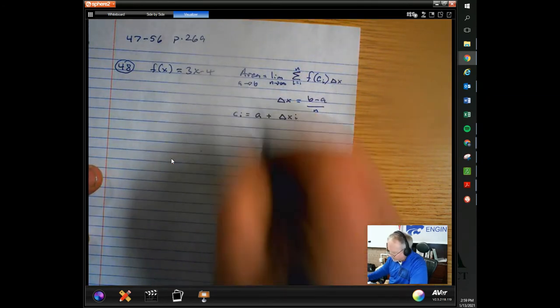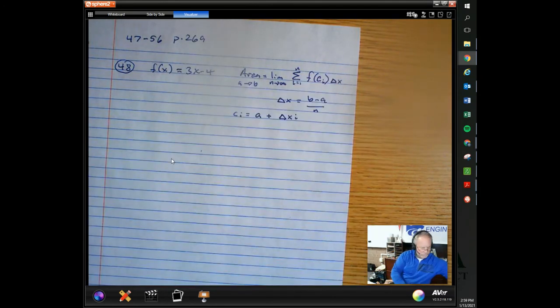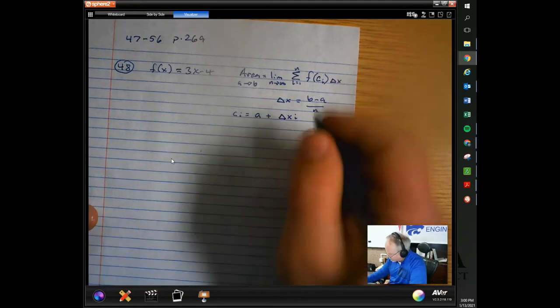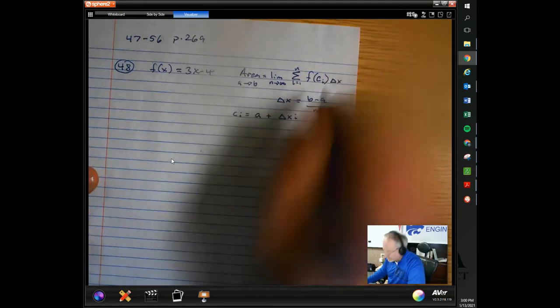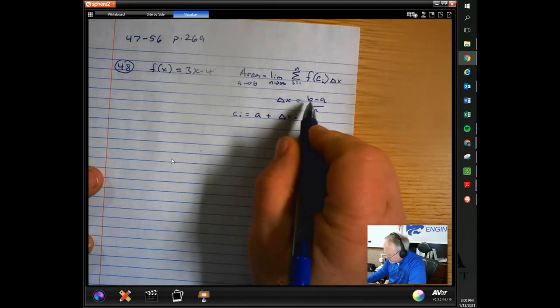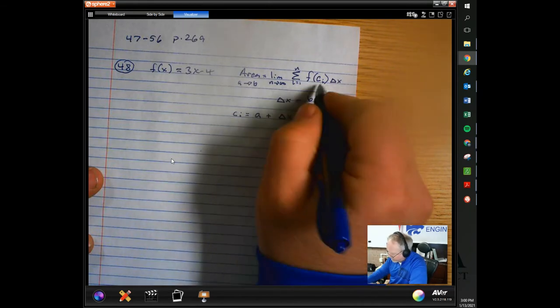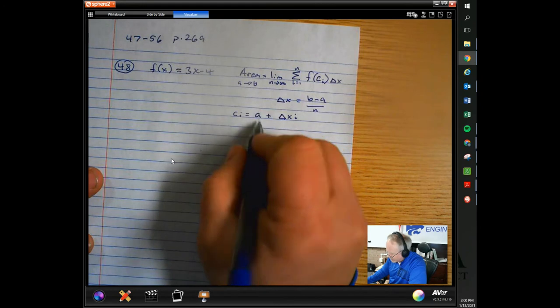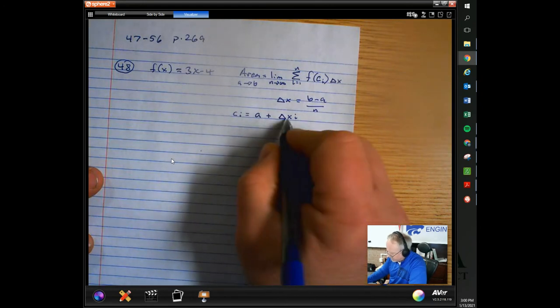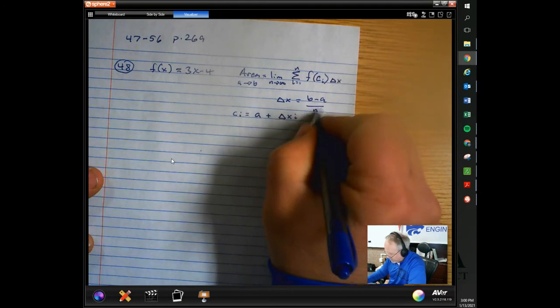This is from our example 5, from page 265, the definition of the area. And so I wanted to go over what the pieces were. So this delta x is going to be b minus a divided by n. And then the c sub i is going to be a plus delta x times i. And delta x, we know, is this b minus a over n.